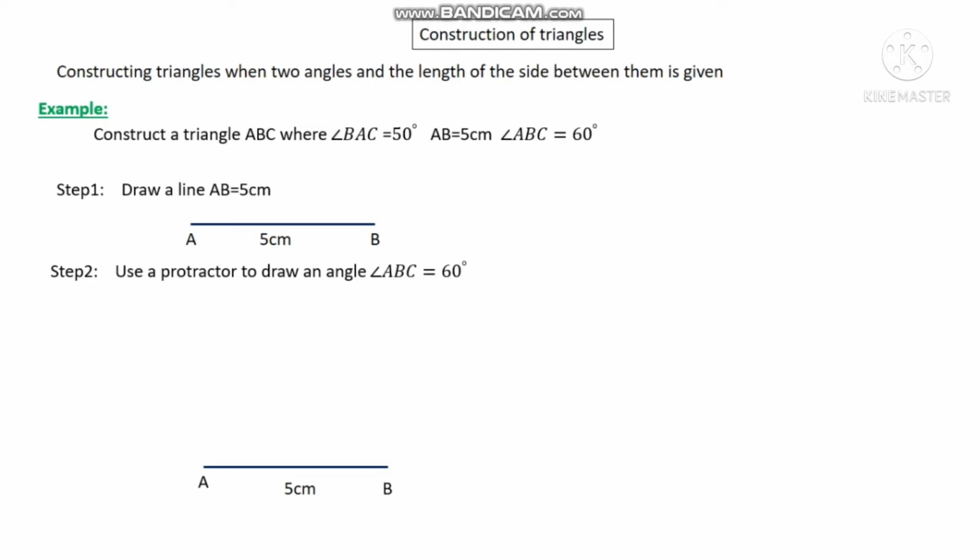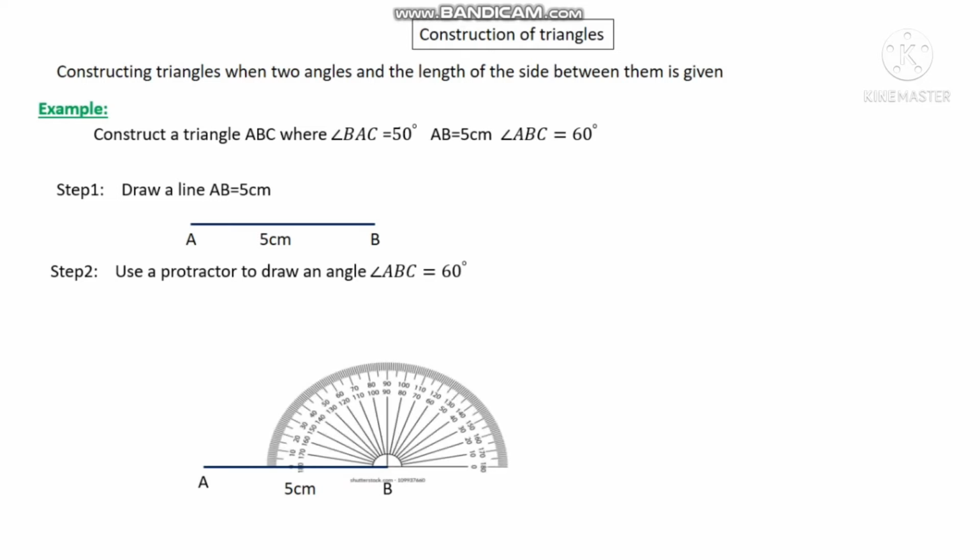Now place the protractor at point B and measure the angle 60 degrees. You can see here that angle B is on the right hand side, so we read the scale from the left side. It means that we use the upper scale to read. Here you can see that this is the angle of 60 degrees, and give it the name C.